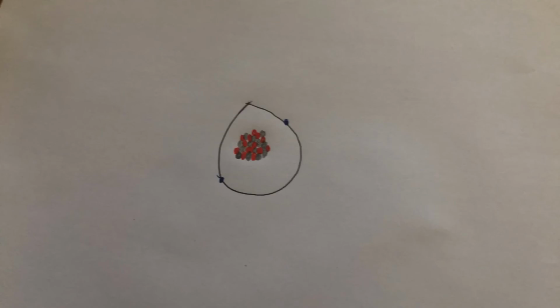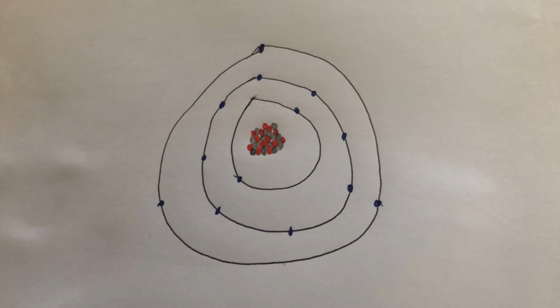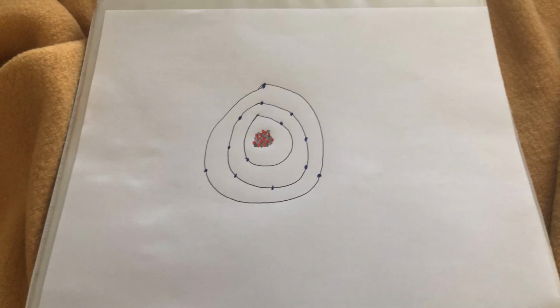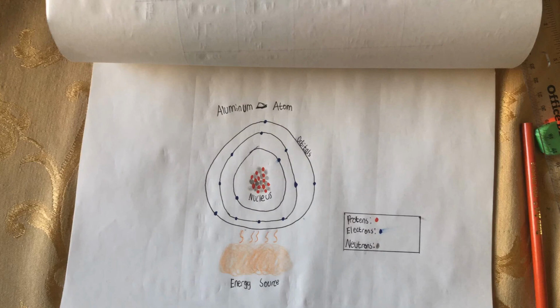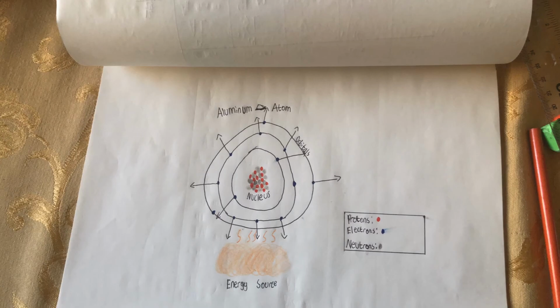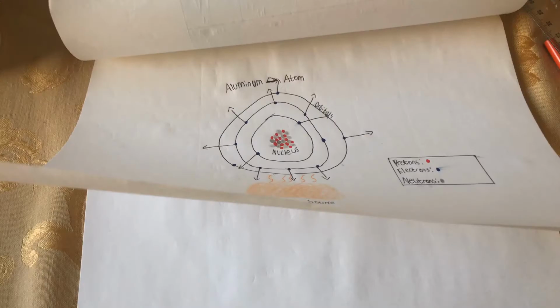But first, we have to explain how light is made. Light is made when energy is added to an atom. When this happens, the electrons enter an excited state and move to a further orbital in the atom. The more energy added, the further the electron goes.